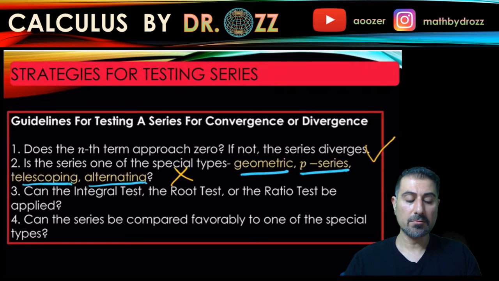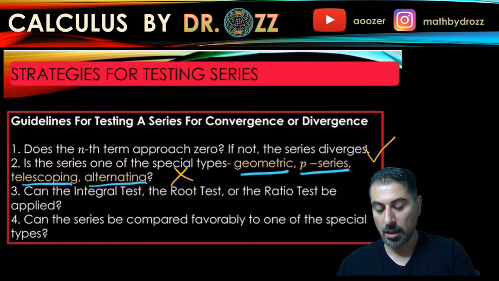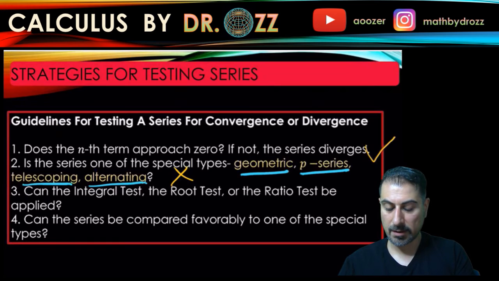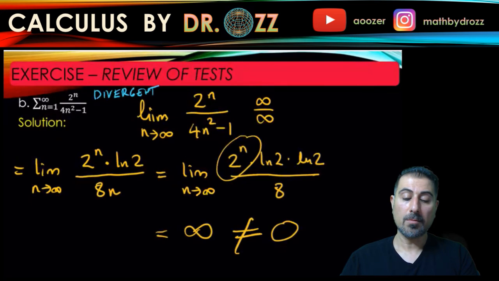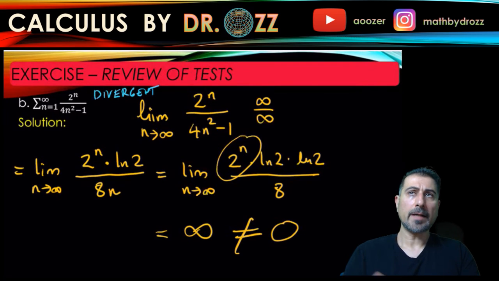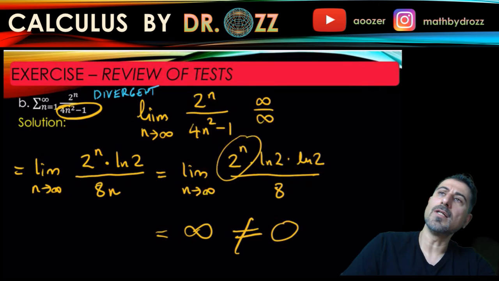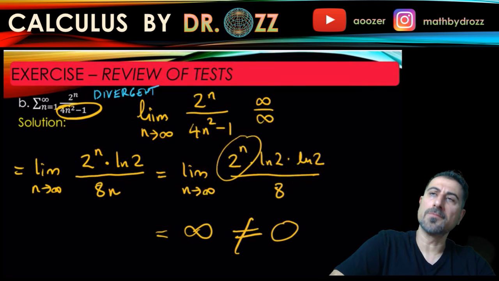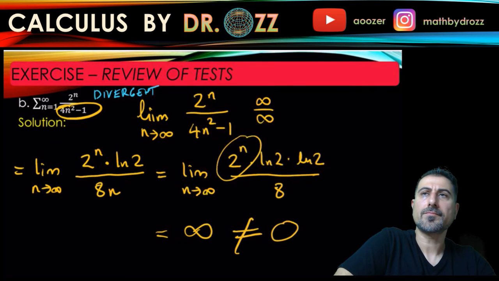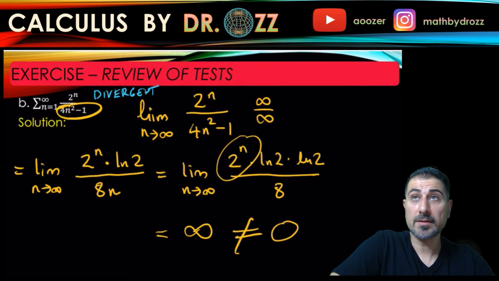Can the integral test, the root test, or the ratio test be applied? I think yes. At least I would give it a try because of the 2 to the n term here, because that comes with the n power. This could be a good application for you. Why don't you apply the ratio test maybe to this one? Not the root test, because this bottom term doesn't come with the n power, so you may get stuck in the calculation of the limit. But I would give a try at applying the ratio test to this problem.